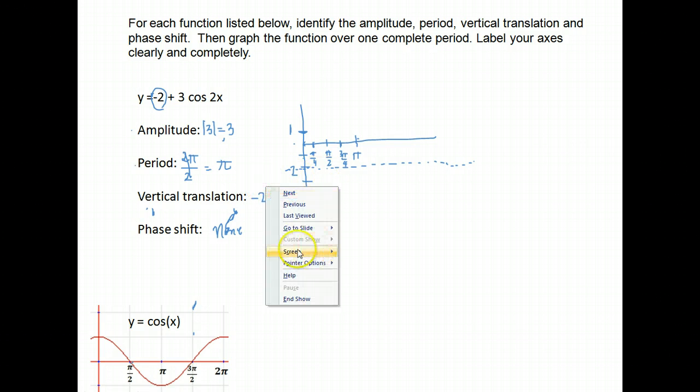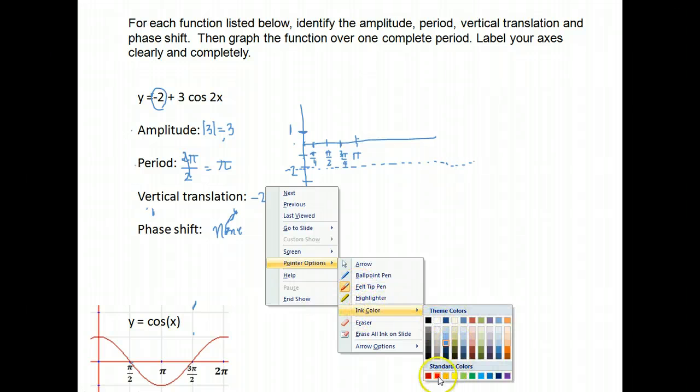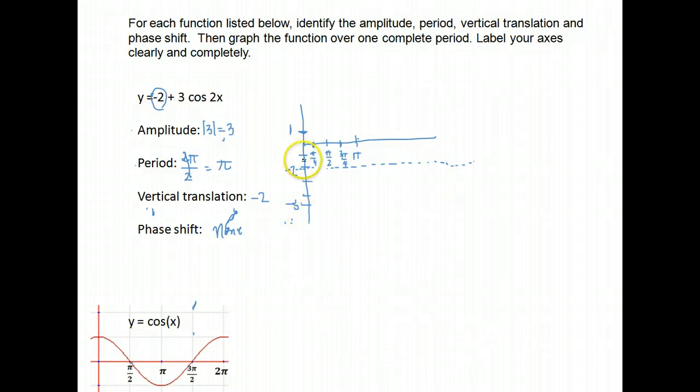I'm going to again change ink colors to draw my actual graph so that we can see it a little better. We'll go back to red here. Cosine starts up at the top of its peak at 0, and again we've had no phase shift, so we're going to start up at the top of our peak at 0. Then we know 1/4 of the way through we need to be back at the midline. So here was our midline again. That's why I put that dotted line, so I could tell where it was. And then halfway through, we need to be down at our lowest point.